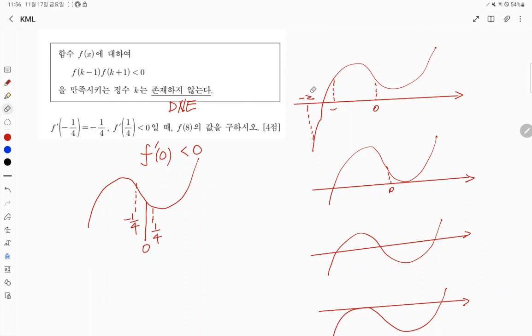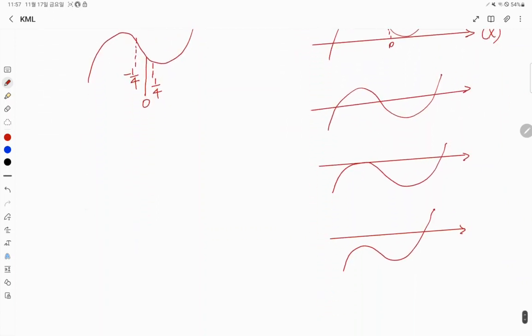Or let's say the negative root is located between negative 2 and negative 3. In this case, now negative 2 is the integer satisfying this inequality. So this means when f of 0 is positive, there will be a negative integer satisfying this inequality. So the first two cases are not what we want.